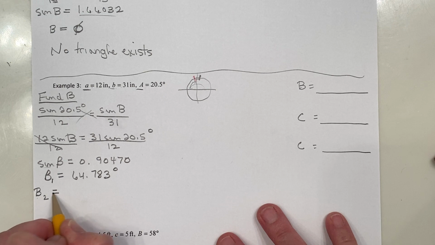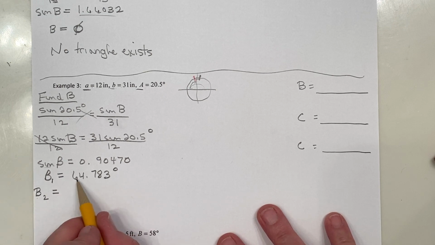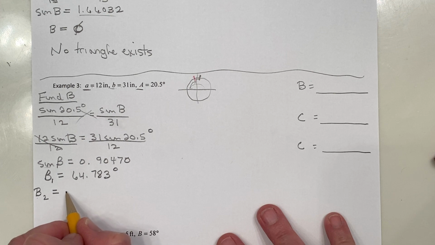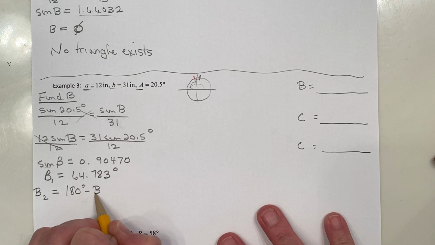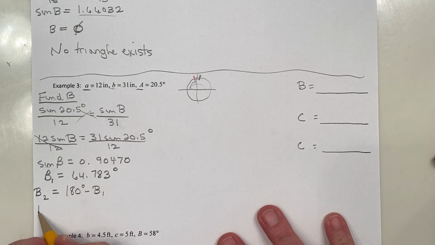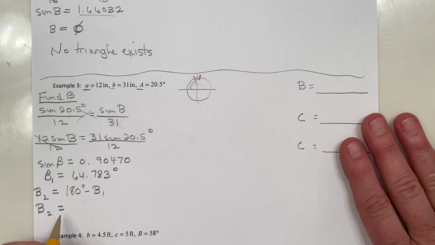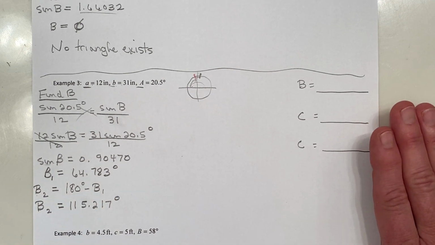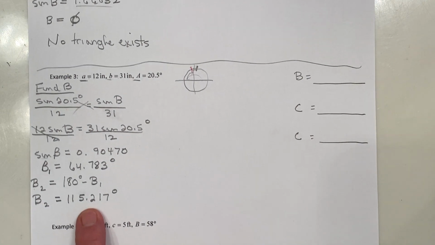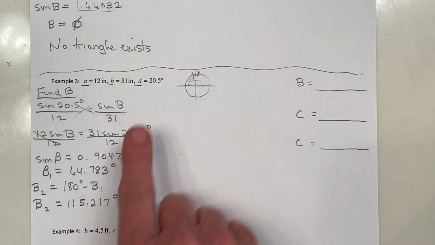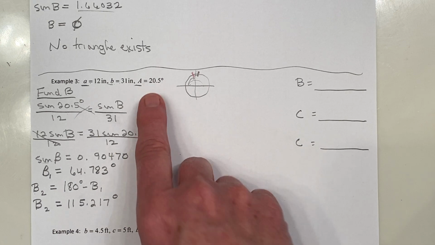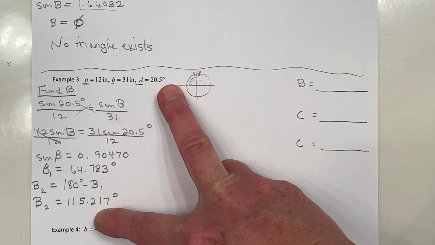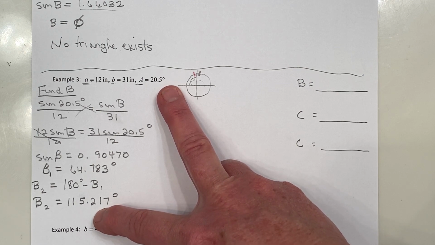So what's my other angle that the calculator could have given me, but it doesn't because it's only programmed to give acute angles less than 90? To find B subscript 2, let's take 180 and subtract B sub 1. So B sub 2, when you subtract, is 115.217 degrees. Well, what if the calculator gave you this angle? Would it work with the original given information? Meaning if you added A and B sub 2, would you still have a value that's less than 180 to save room for angle C?